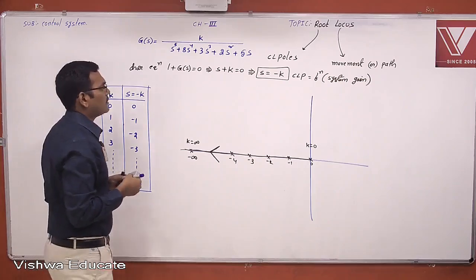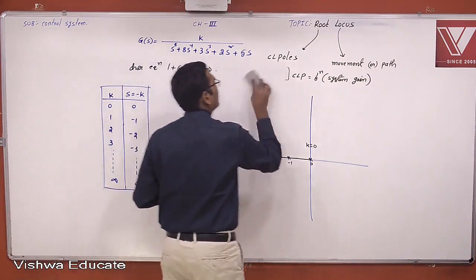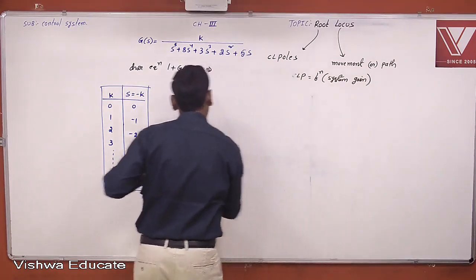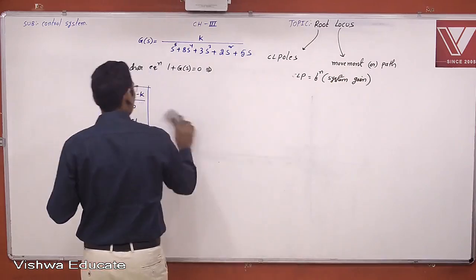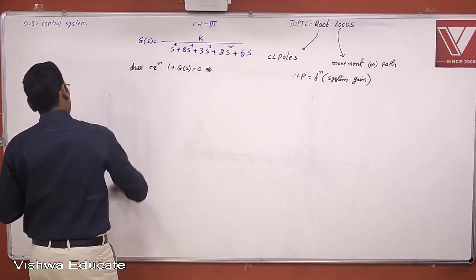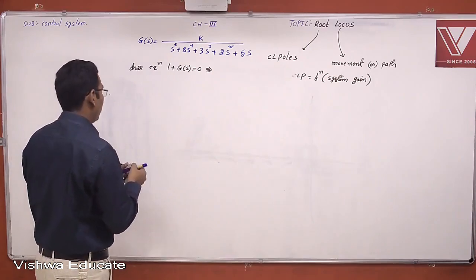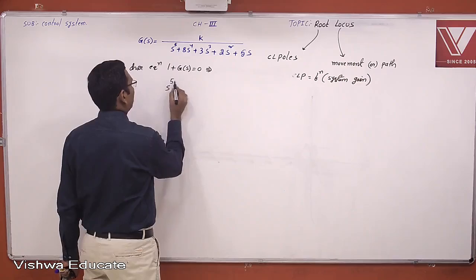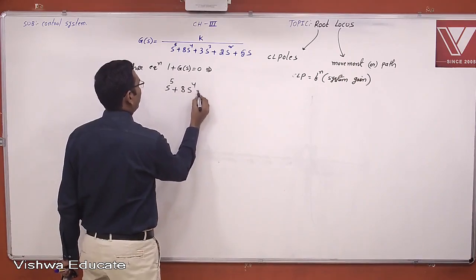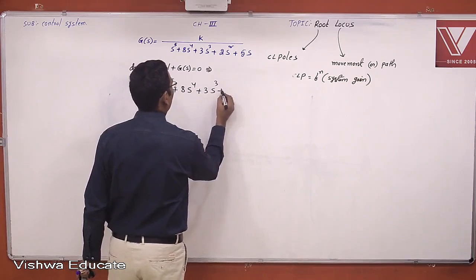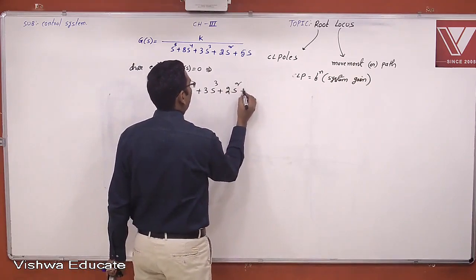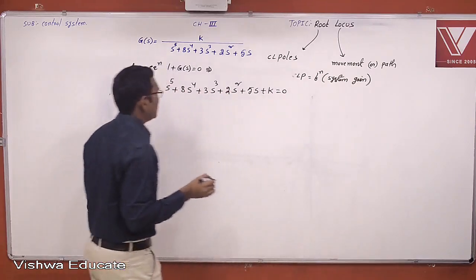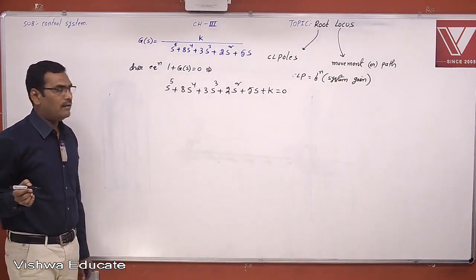Now I want the characteristic equation. So what is the characteristic equation? The characteristic equation is nothing but s power 5 plus 8s power 4 plus 3s cube plus 2s square plus 5s plus k equal to 0. Now this is the characteristic equation of order 5.